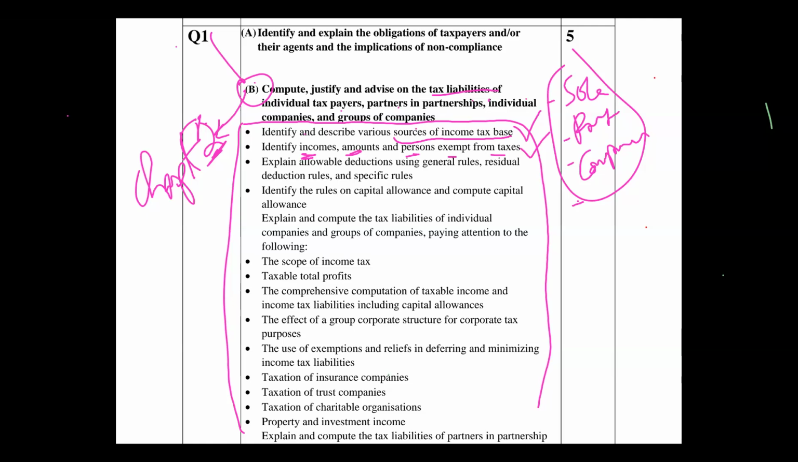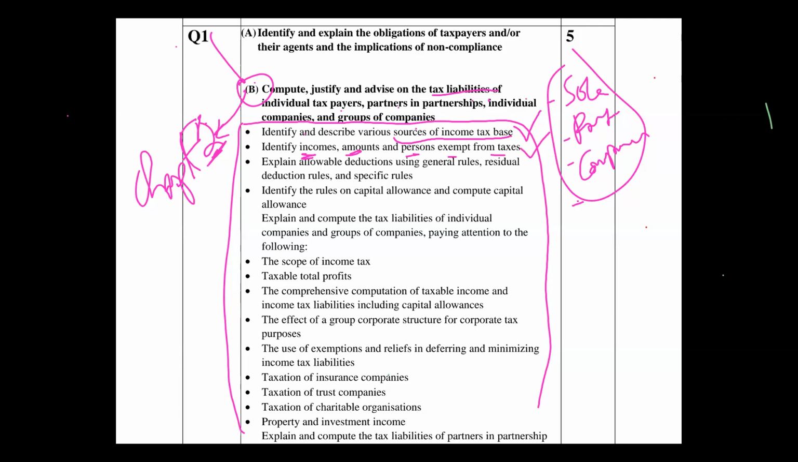As far as I know, they never set questions outside the bullet points they give in the format. So all the questions are coming from the format, but as to how they will ask the question, no one knows. Sometimes they can pick it directly from the format and post it as it is, like copy and paste. Identify incomes, amounts, and persons exempt from tax. They can just ask it the same way, and they give the marks. So these are the guides to how we can approach the question.